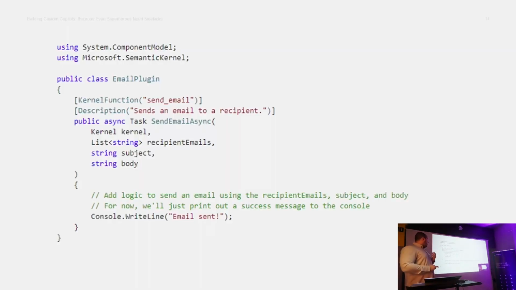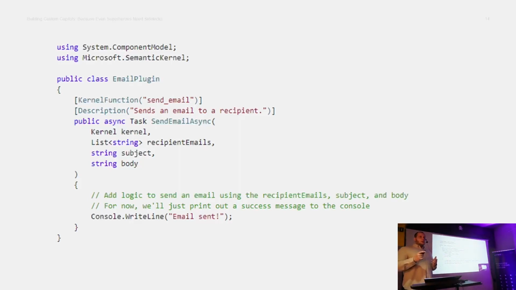So on the next slide, I have an image of code of a plugin that we use in our kernel. This is nothing more than just simple C# code that every developer writes. But what's important is the KernelFunction attribute, where you specify the name of the plugin, and the description, where we actually describe what this plugin does. And this description will be used by the model to determine if it actually needs to call this plugin or not.